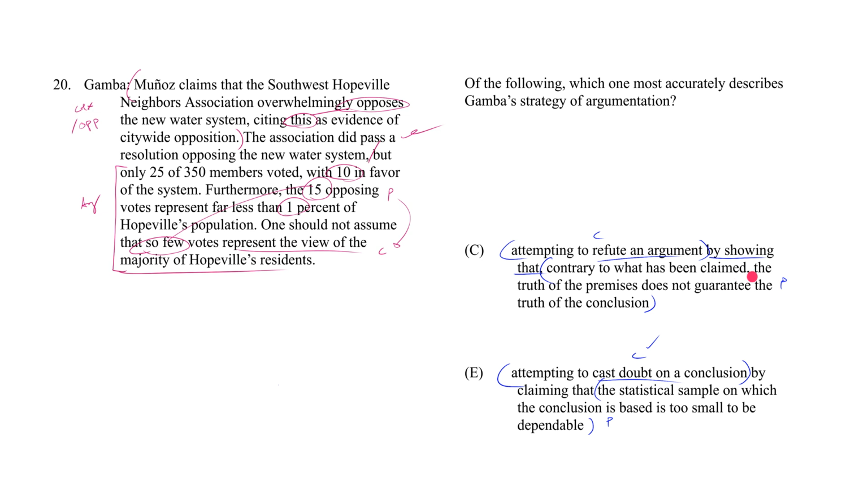But wait a second, did Muniz claim that the truth of the premise guarantees the truth of the conclusion? Did Muniz say that 15 no votes guarantees citywide opposition? No. Muniz said it's evidence of citywide opposition. There's a big difference between being evidence of a thing versus guaranteeing the truth of the thing, right? And that's the difference between evidence and what sometimes is termed dispositive evidence, right? Or think of it as super strong sufficient evidence, right? That's the evidence that guarantees the truth of the conclusion.